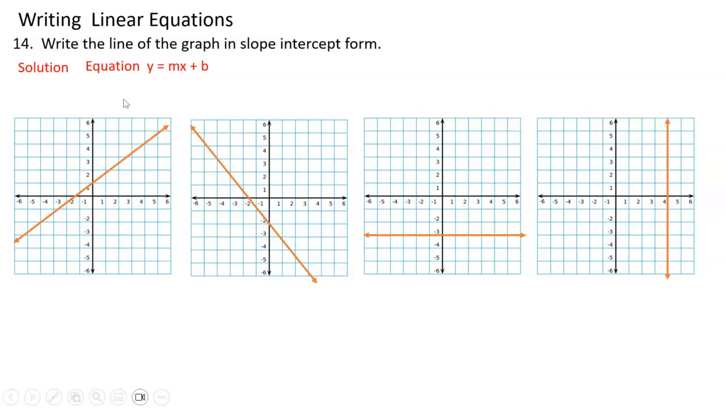So my objective is to put it in the form y equals mx plus b. So I need to find my m and my b. The slope is rise over run, and b is the y-intercept. So for the one here on the left, my b, right, it crosses the y-axis at 1, so my b is equal to 1.